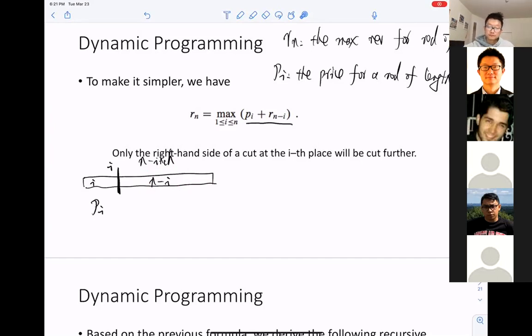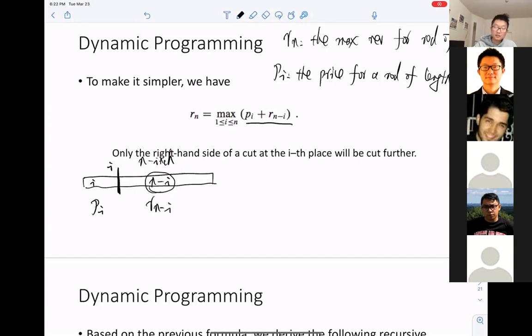Is it P n minus i? No. If it's P n minus i, it means we are not allowed to cut; we just sell it directly. But here we are allowed to cut, so from a rod of length n minus i we can make R n minus i.